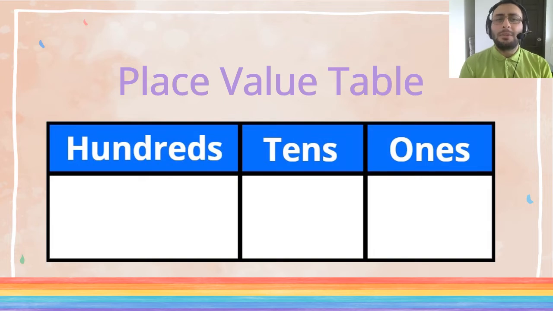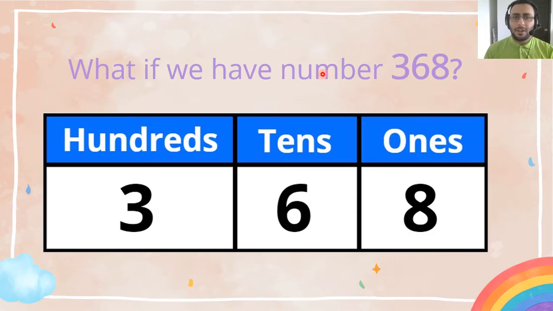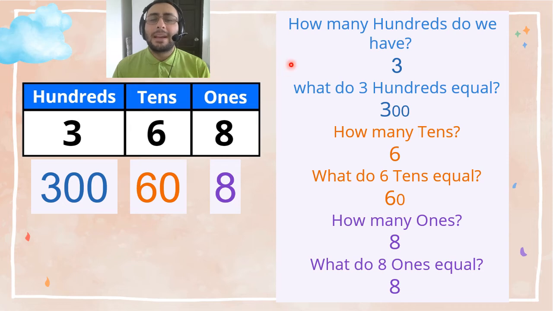So, we learned about place value table, which is ones, tens, hundreds. You can go from left or right. It's your choice. You can say hundreds, tens, ones. So we know about the place value table. But let's look at the number 368. It has, let's say, 8 ones, 6 tens, 3 hundreds. Such a big number. Now let me ask you some questions about 368.